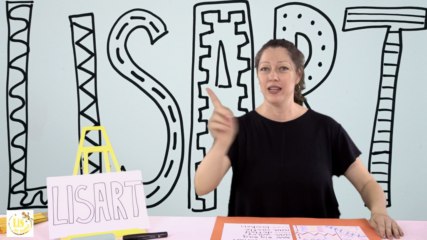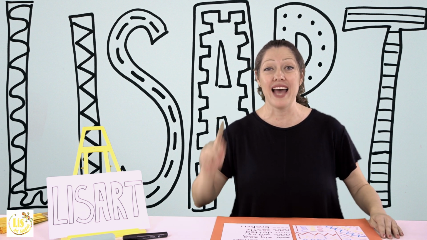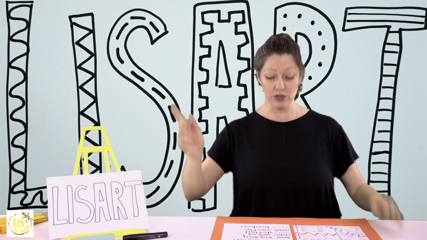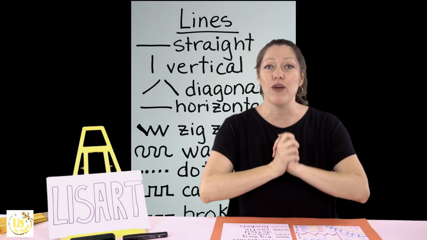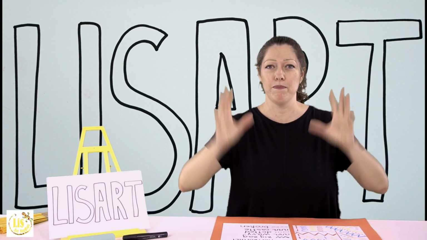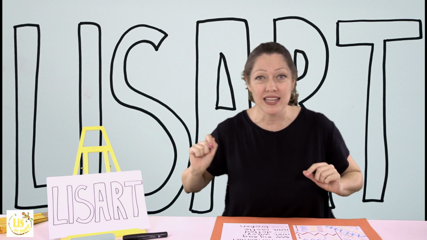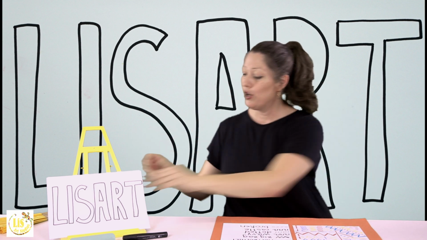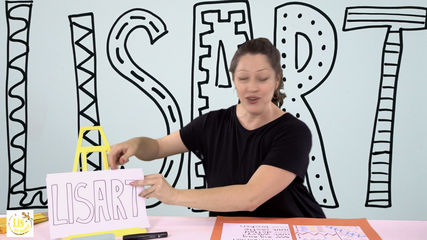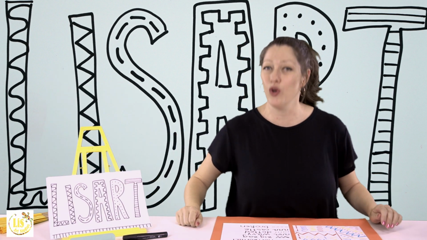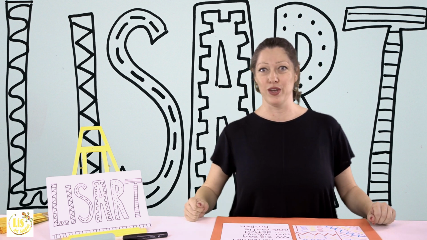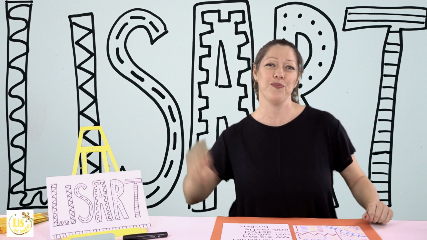Today we're going to be looking at different types of lines. Then you are going to write your name on a paper in big fat letters, just like this. Later on, you're going to decorate your name with lots of different types of lines. So that is today's class. Stay right here and I'll show you.